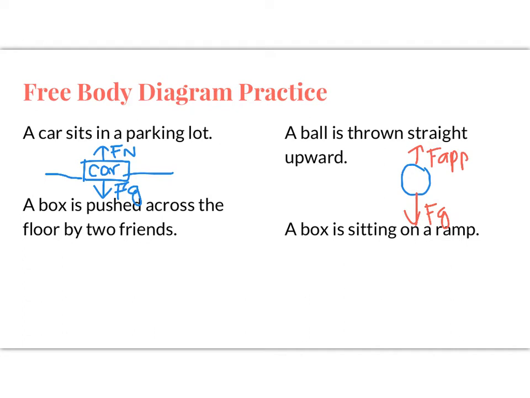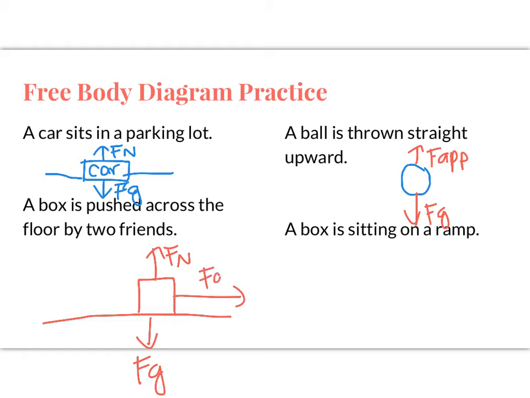Now, I might also have air resistance if it was noted in the problem. Next, a box is pushed across the floor by 2 friends. So I know I have force of gravity, and because this box is sitting on something else, I also have force normal. But I have another force as well. This is being moved, so I'm going to have force applied. I could also have friction going back the other way.